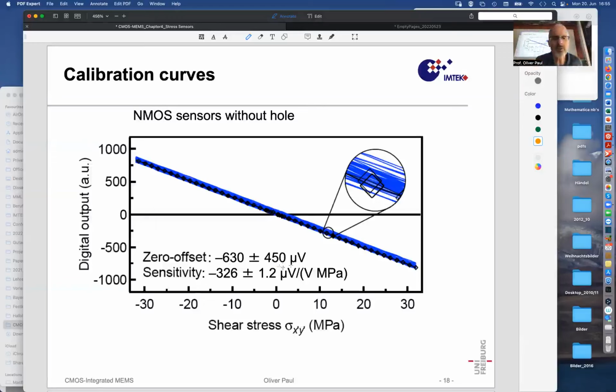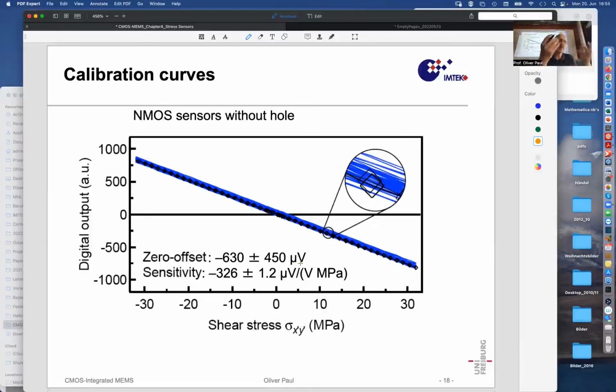What is not so zero or the same among the sensors is the offset. There are many parallel curves in here. They all have the same slope, but their vertical position is slightly different. It varies by roughly a millivolt. So a few hundred microvolts, let's say a millivolt.